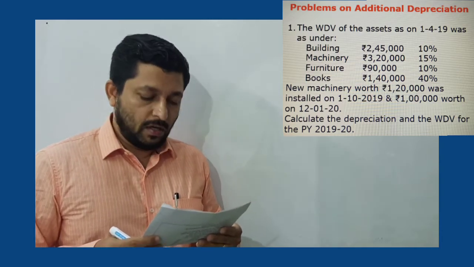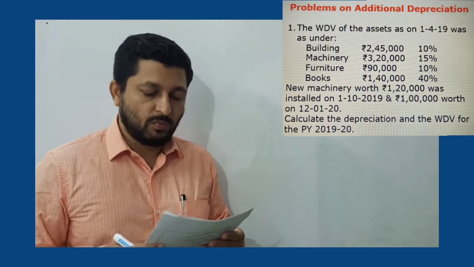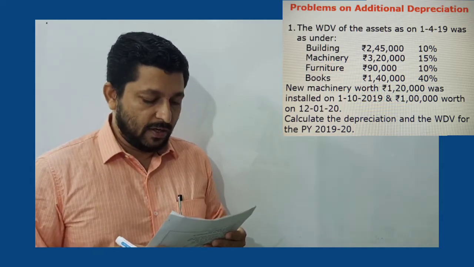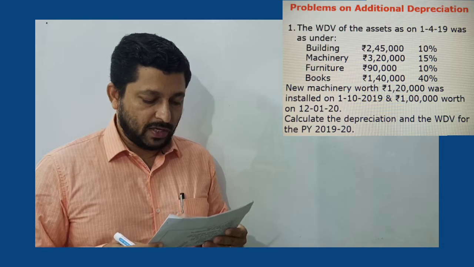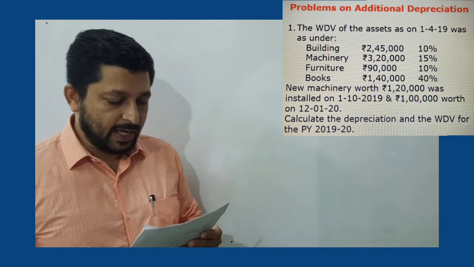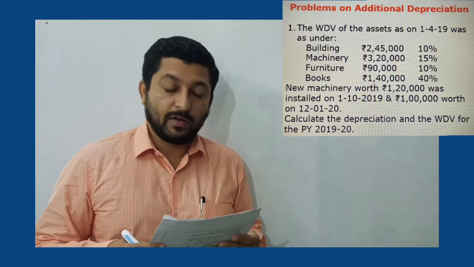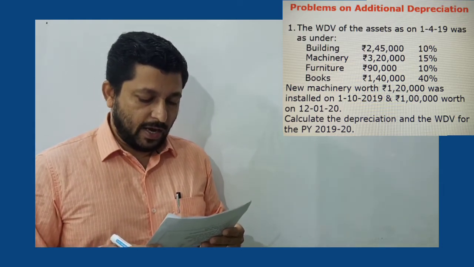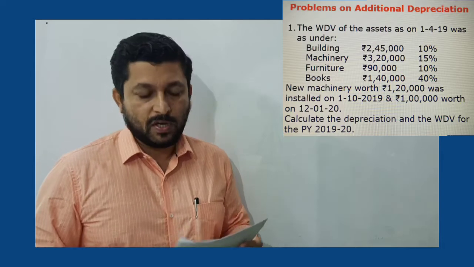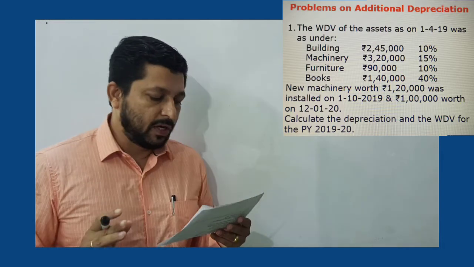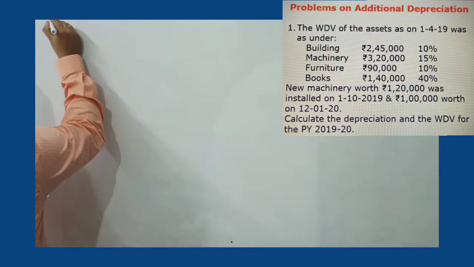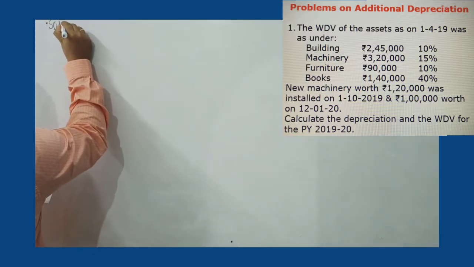Now new machinery worth rupees 1,20,000 was installed. Usually when we say installed, it is installed in the factory on 1st of October 2019 and rupees 1 lakh worth on 12th of January 20. Calculate the depreciation and the written down value for the previous year 1920. Now in this particular problem we are given with 4 blocks of assets. So I will take solution.